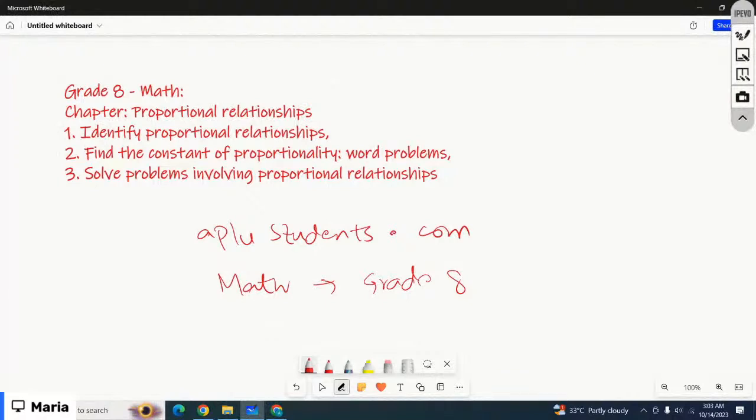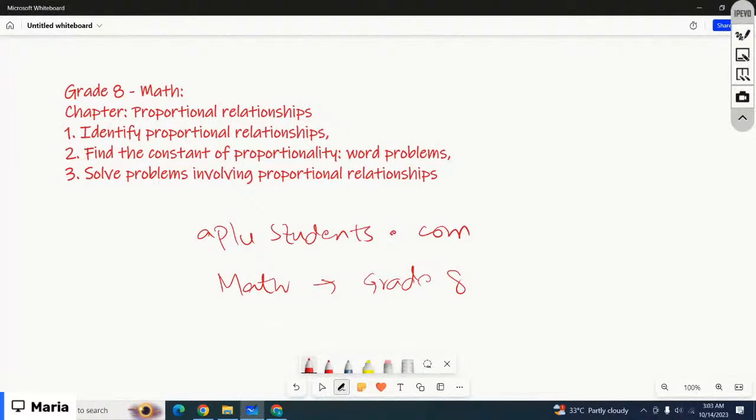And the lessons we're going to cover today are identify proportional relationships, find the constant of proportionality word problems, solve problems involving proportional relationships. So please make sure you have your notebook and pencil so that you can note down the important examples and definitions as well.